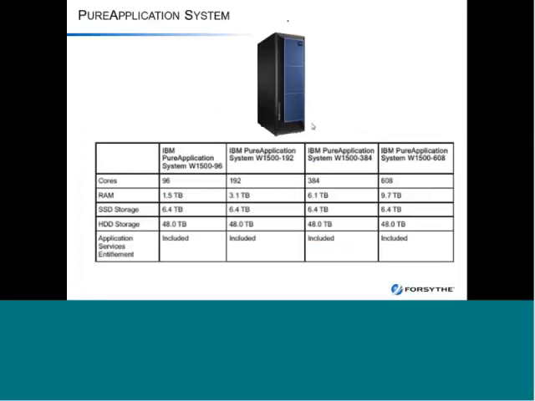Next slide. So here we have the Pure Application System, and to start, it's going to come in 4 different flavors: basically an extra small, small, medium, and large. And really, what this is speaking to is the infrastructure behind it, so the number of cores, the amount of memory, the amount of hard drive space, that type of stuff.